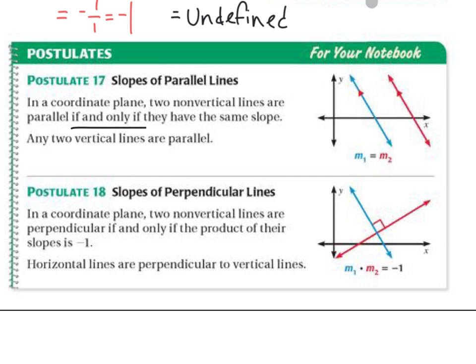For perpendicular lines, two non-vertical lines are perpendicular if and only if the product of their slopes is -1. Now what that means, and the way I kind of look at it, is if the slope of one line is, say, 1/2, that's the slope of line 1. For the slope of line 2 to be perpendicular to that, we will flip it as a reciprocal and change its sign. So if one is 1/2, the other one has to be flipped, and we have to change the sign of that number. Okay? All right, let's flip over to the side.